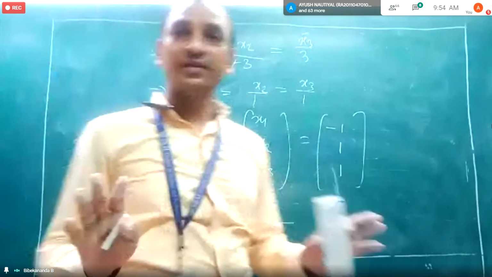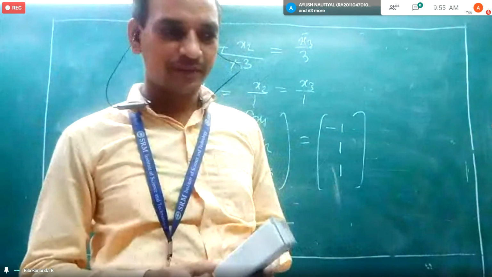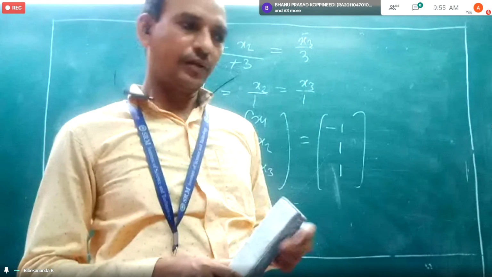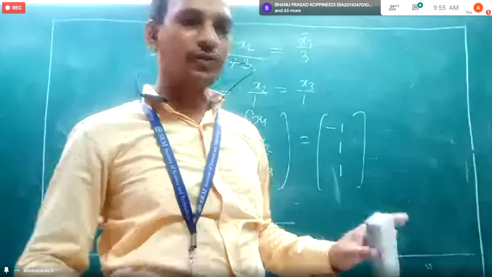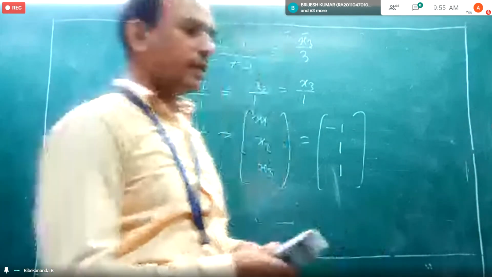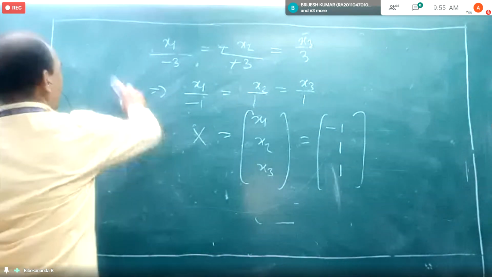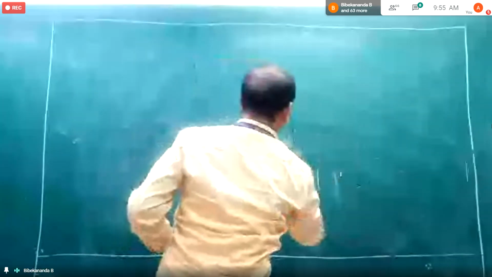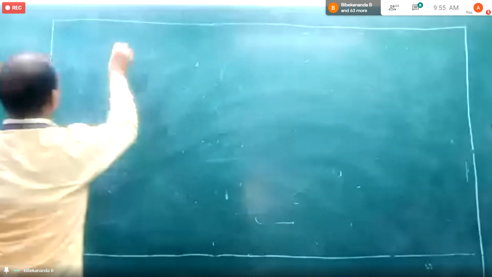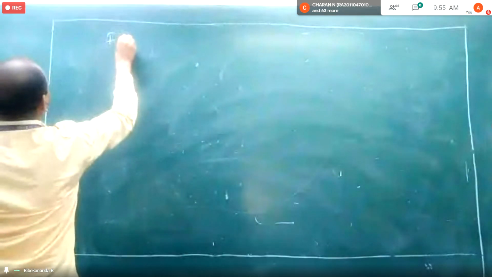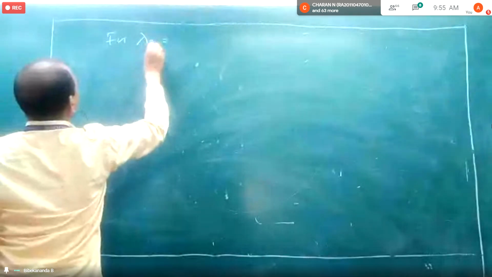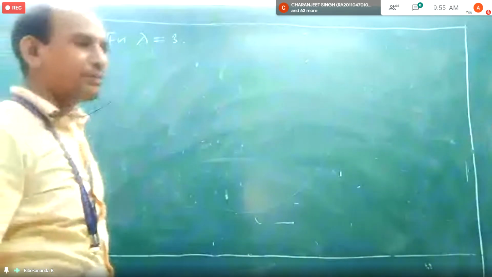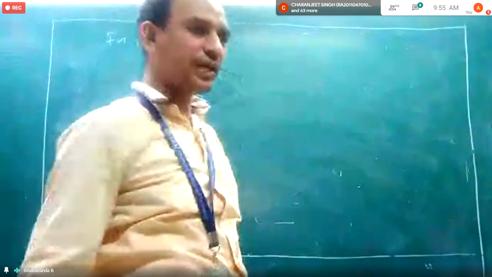So you understood it or not? Yes, sir. Okay, so you will go to the second one. What is the second one? For lambda equal to 3. What will be the matrix for lambda equal to 3? Can you tell me?